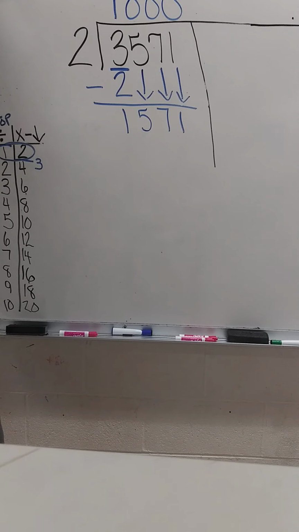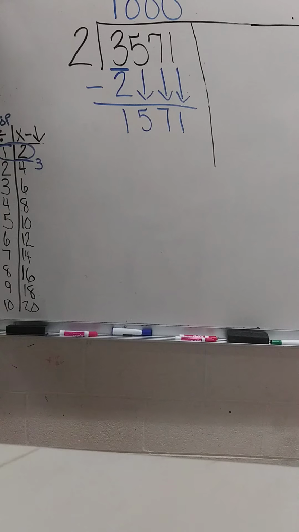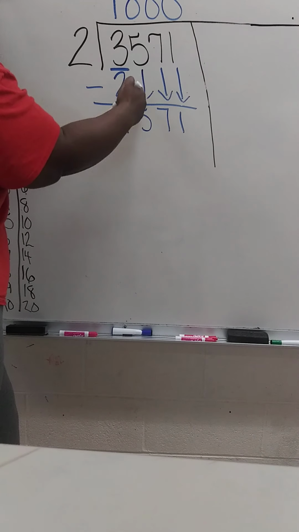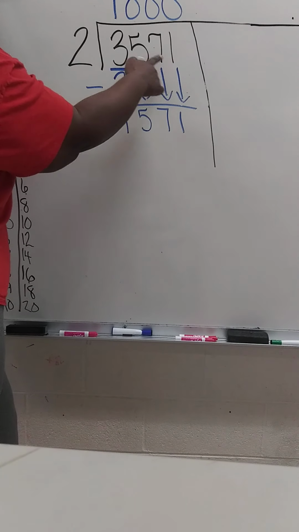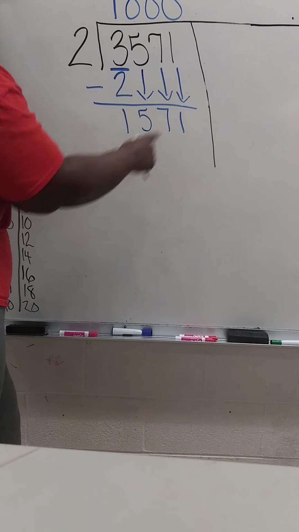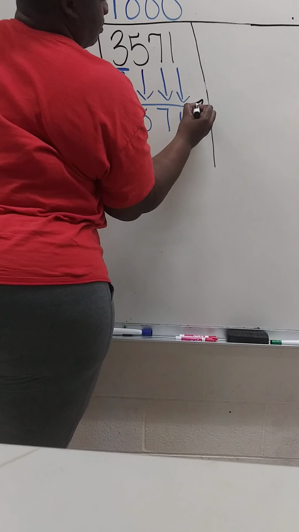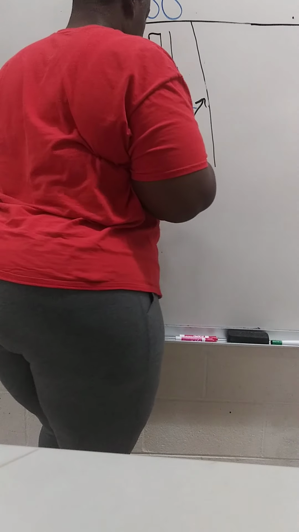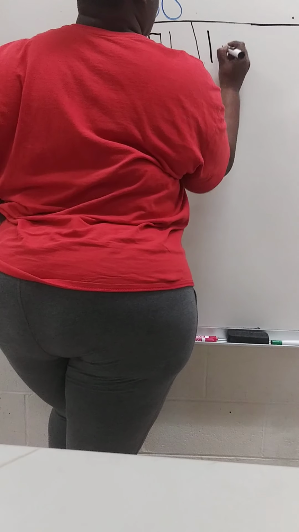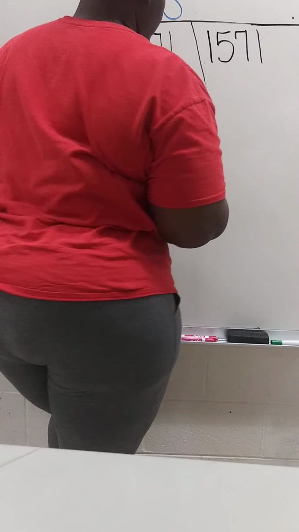zeros. And yes, we know that these arrows are really zeros, but arrows are easier because it's a visual reminder that you need to bring these numbers down. So 1,000 times 2 is 2,000. What's your next step? Move it over. So we're working with 1, 5, 7, and 1.